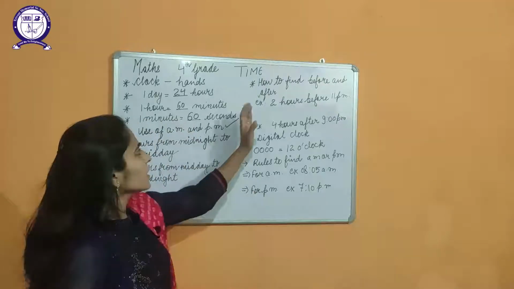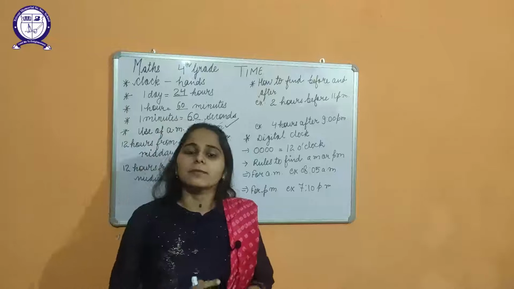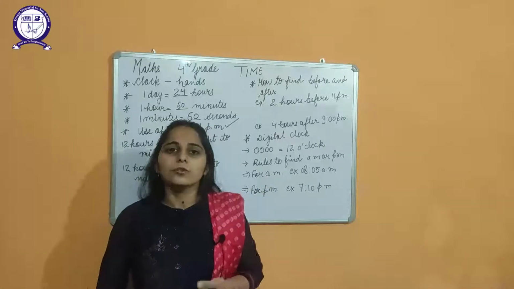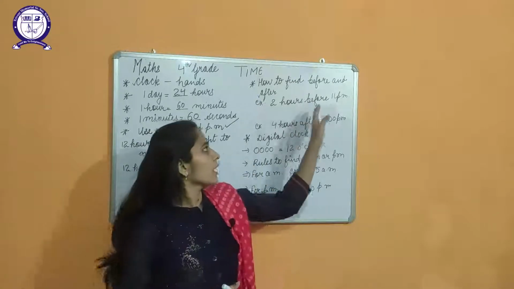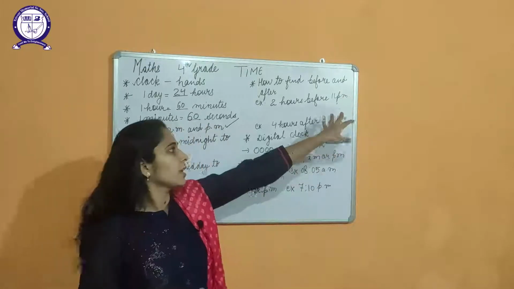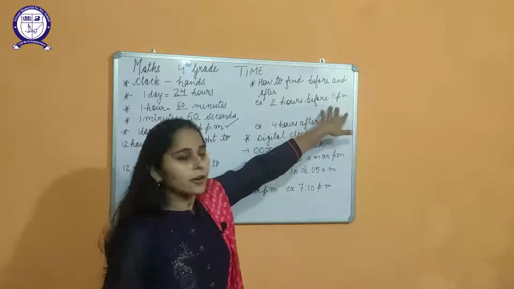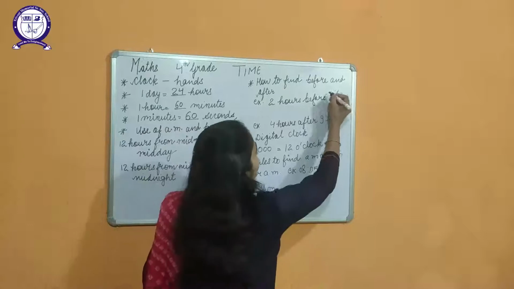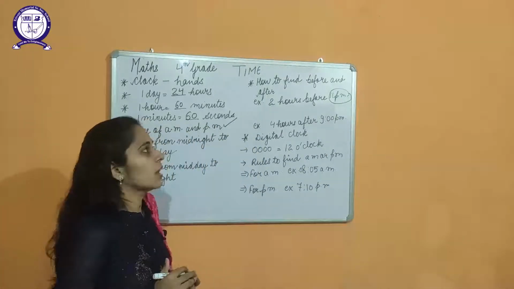So next, how to find before and after. Sometimes you are asked to find out the time 2 hours before, 2 hours after, or 3 hours after. Means you are given a time, like here we have the example 11 PM. PM is showing the time is of evening or night. Okay, so 2 hours before means we have to look at what will be the time if the clock is showing 11 PM. So what will be the time before those 2 hours?